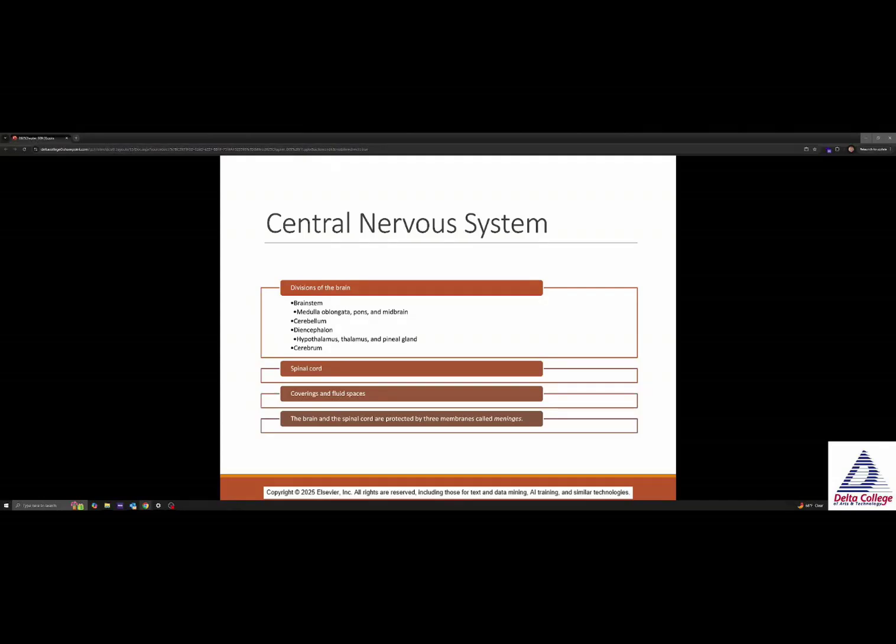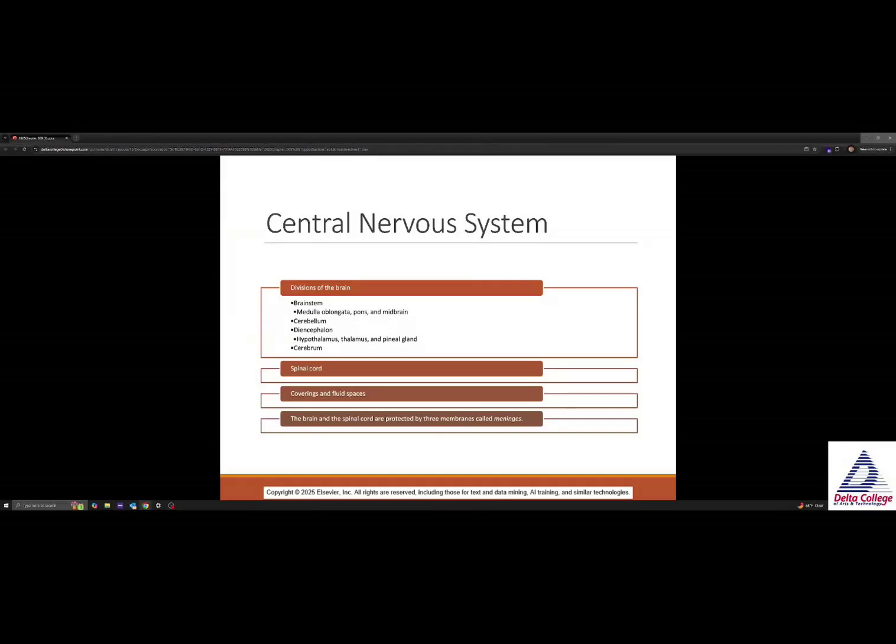Now let's go into our central nervous system. I know your brains are probably ready to explode, but we're going to keep going. You can do this. So, divisions of the brain. We have the brainstem, and in the brainstem, we have the medulla oblongata, the pons, and the midbrain. That makes up the brain stem.